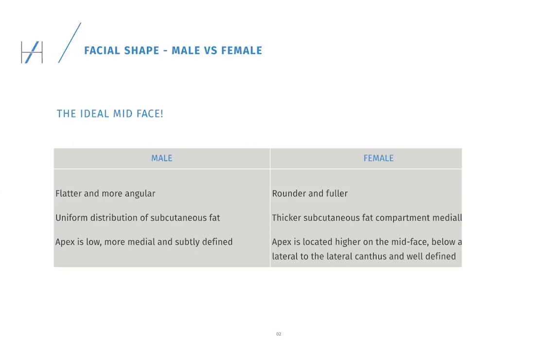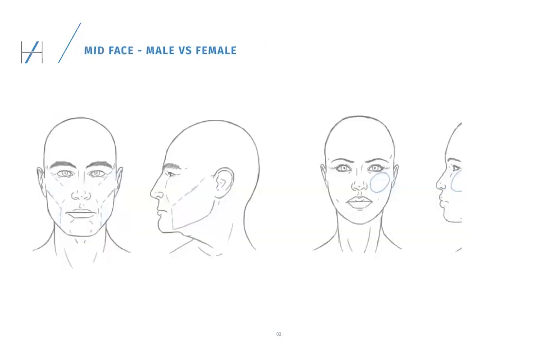So for men, you've got a flatter, more angular face. You've got uniform distribution of subcutaneous fat. And the apex of the cheek is lower, it's more medial, and it's more subtly defined. We don't want that apple cheek that we want in a female. So with a female face, it's rounder and fuller. We've got thicker subcutaneous fat in certain areas, and the apex is slightly higher. We want those high cheekbones to be able to do that. And you want that definition of a sweeping contour of the cheek too.